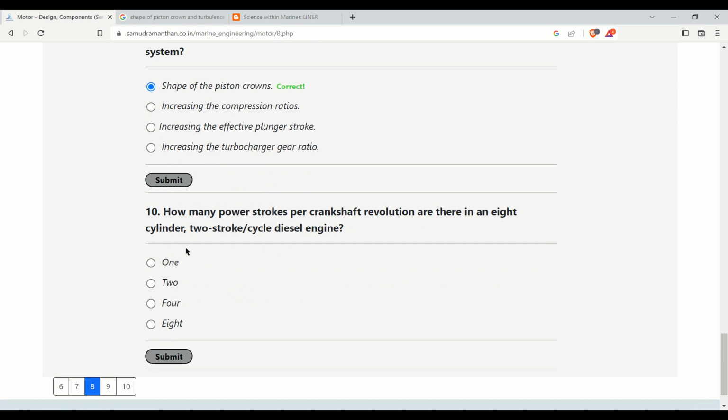How many power strokes per crankshaft revolution are there in 8-cylinder 2-stroke cycle diesel engine? The answer should be 8, because for each cylinder there should be 1 power stroke, and in 1 crankshaft revolution in 2-stroke engine there is 1 power stroke. So the correct answer should be 8.